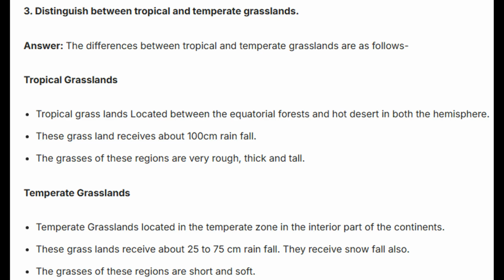Temperate grasslands, first, are located in the temperate zone in the interior part of the continents. Second, the grasslands receive about 25 to 75 centimeter rainfall. They receive snowfall also. Third, the grasses of these regions are short and soft.